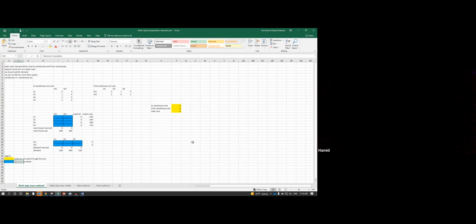So this is how I formulated it in Excel and solved it by Excel. I made 2 tables, one for the decision variables related to the first part of transportation from supply points S1, S2, S3, S4 to warehouse 1 and warehouse 2. And the second table is related to my decision variables from sending warehouses to 3 demand points.